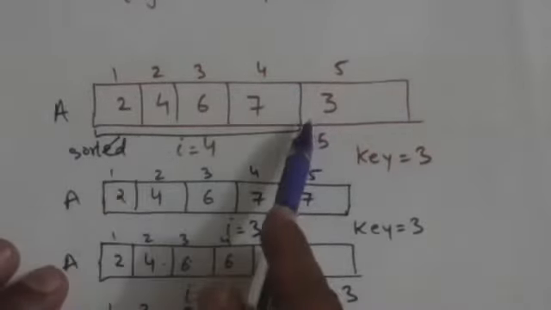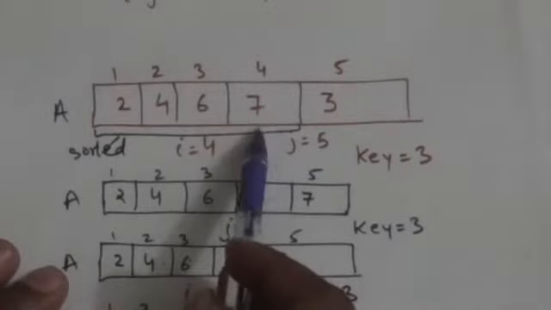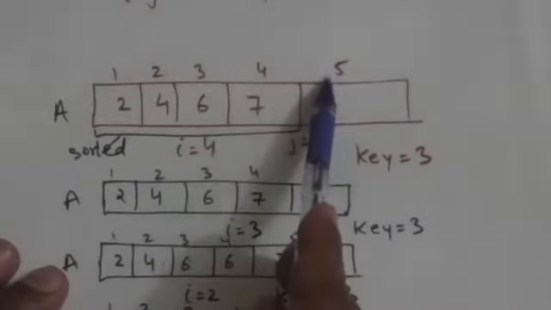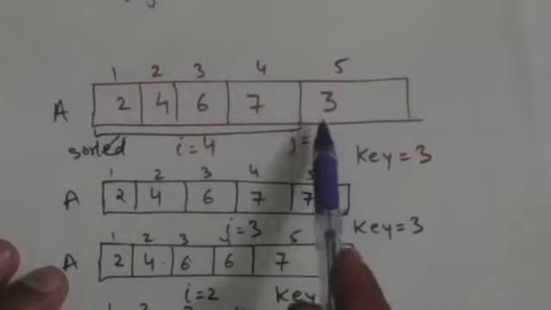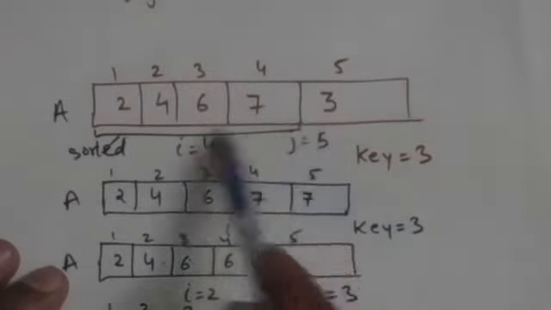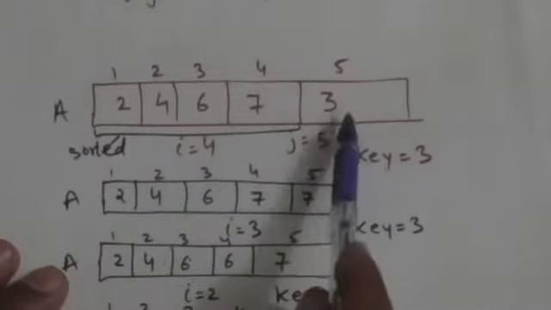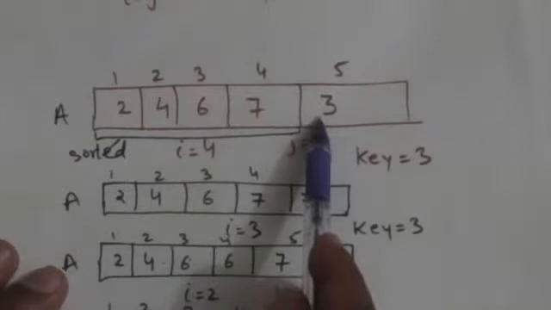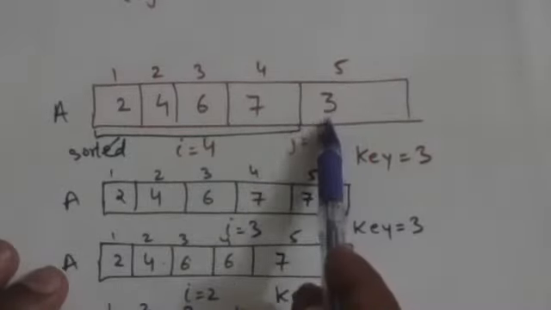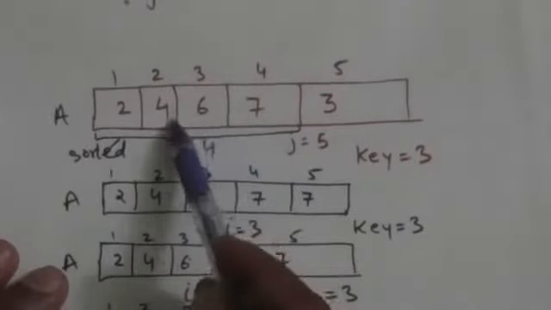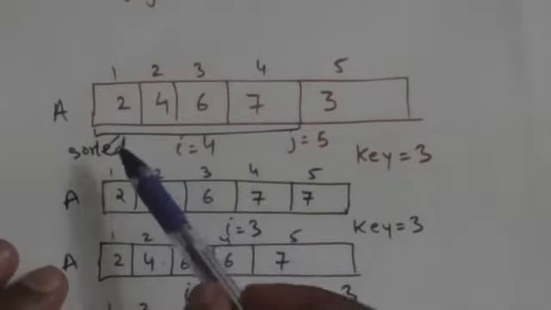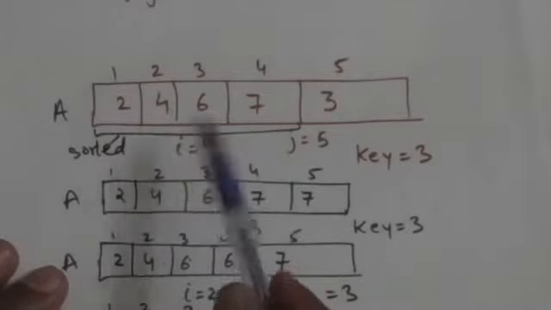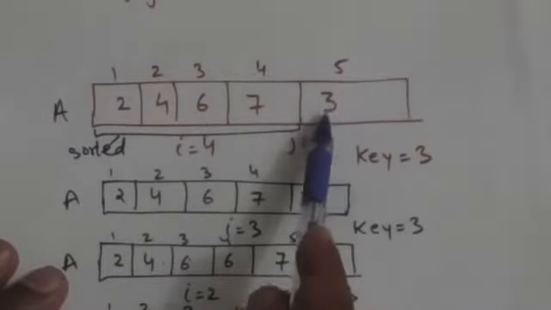Now see this array. In this array A, the element which is stored at index 5 is 3. All the elements which are at the left of this element are sorted. Now we have to insert this element which is at index 5 at the proper place in these sorted elements. How will we do this?